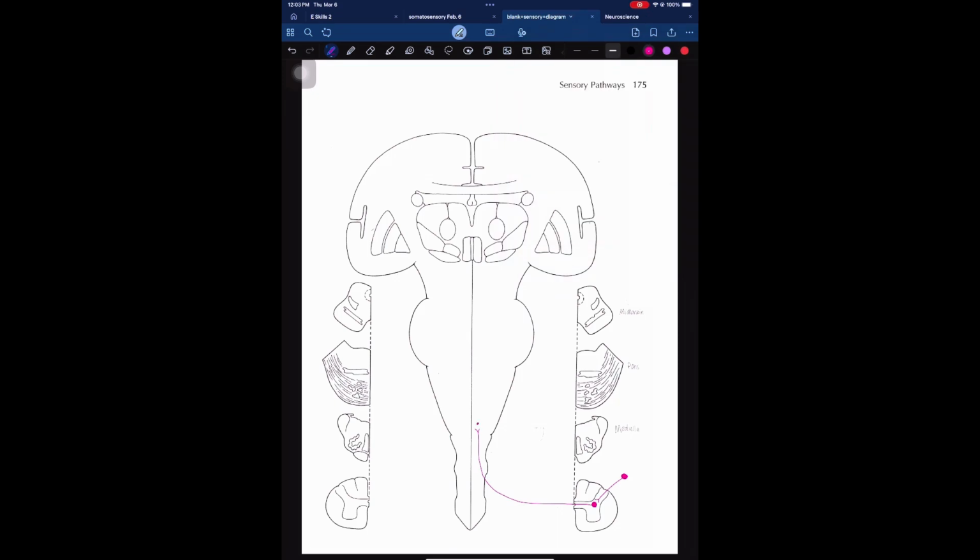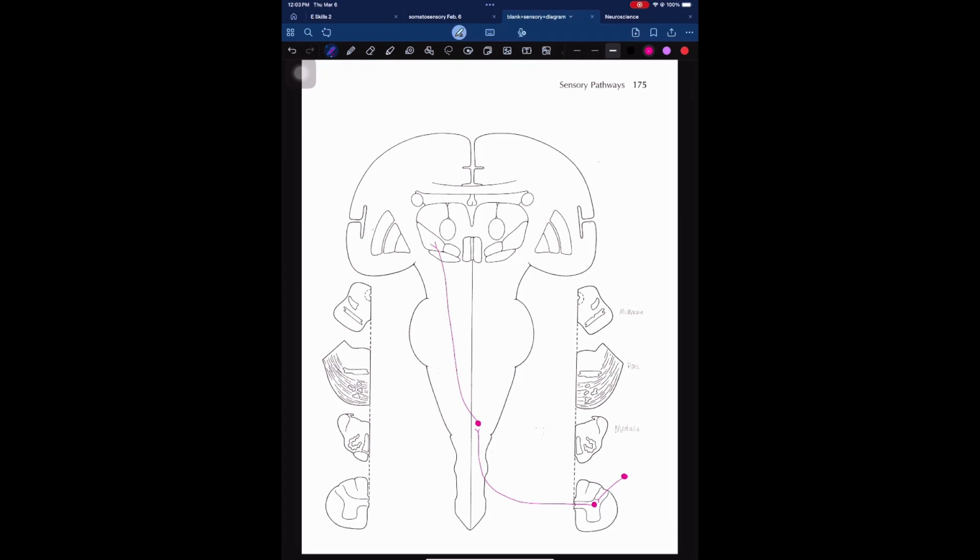The second neuron ascends all the way to the nucleus cuneatus or the nucleus gracilis of the caudal medulla. From here, the second neuron crosses the midline into the medial lemniscus of the caudal medulla. Once the second neuron crosses the midline, it ascends into the thalamus.